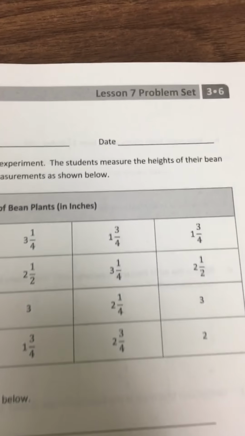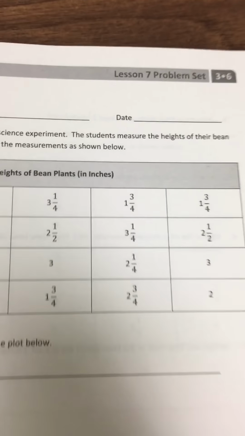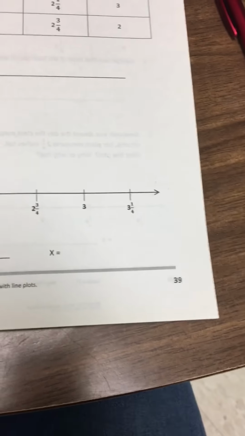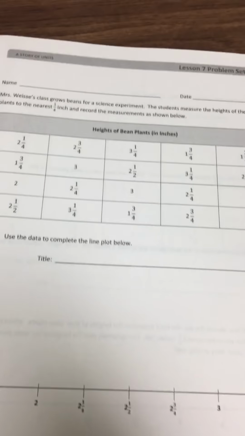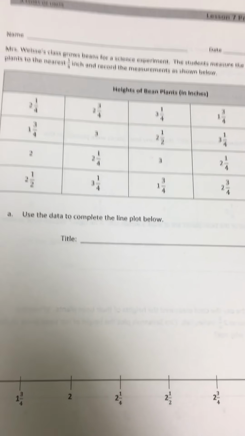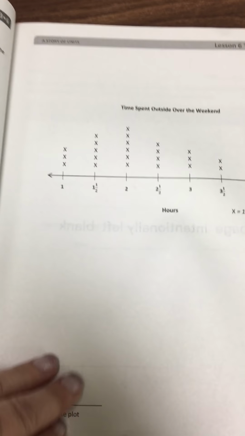We are on lesson 7, problem set, in your new book. This is module 6. This is page 39 in that new book. This is going over line plots again, which are these little things that you remember, kind of like this. Okay.